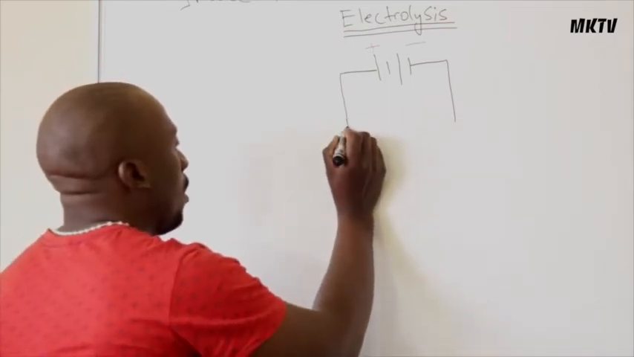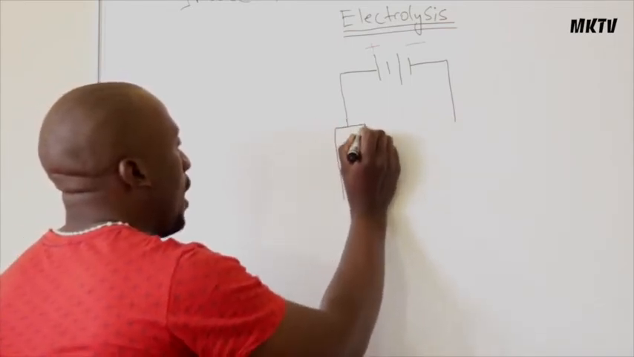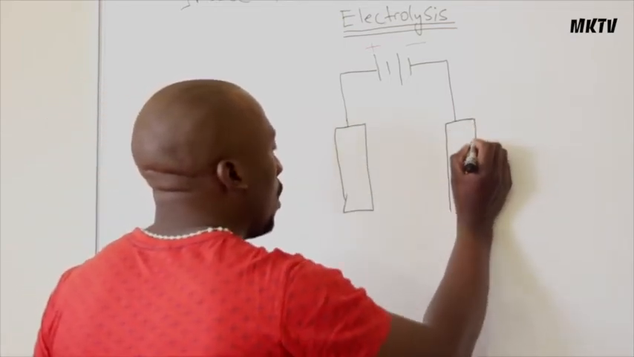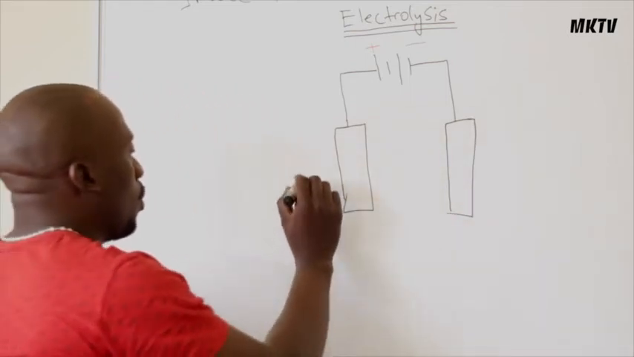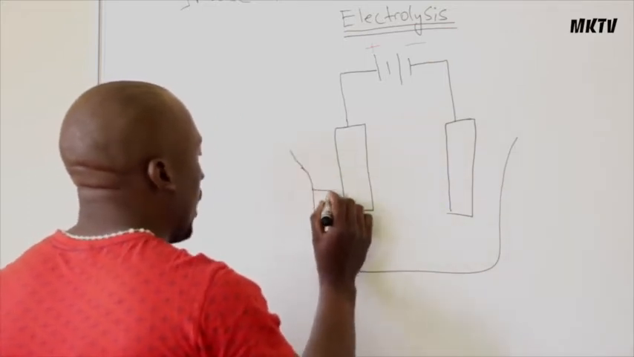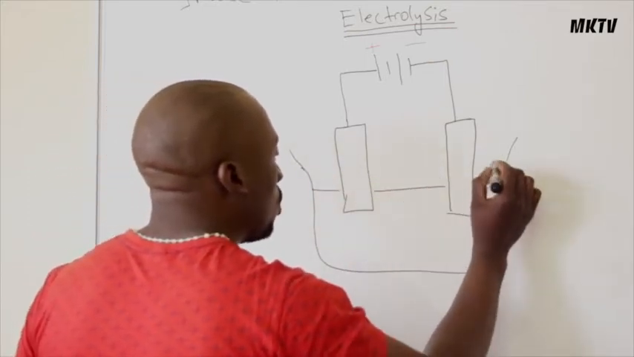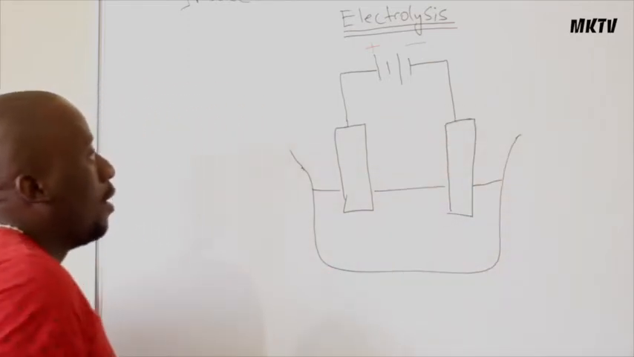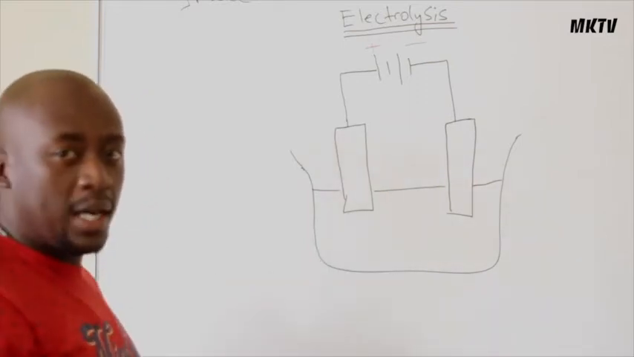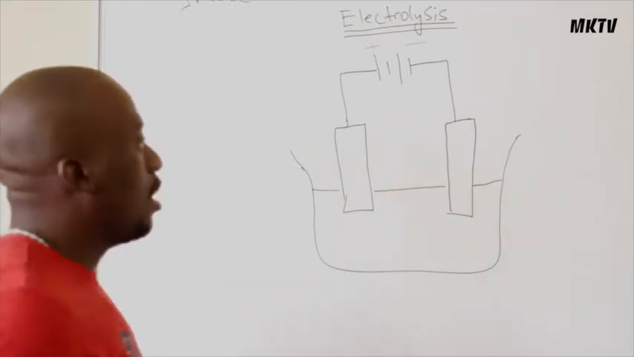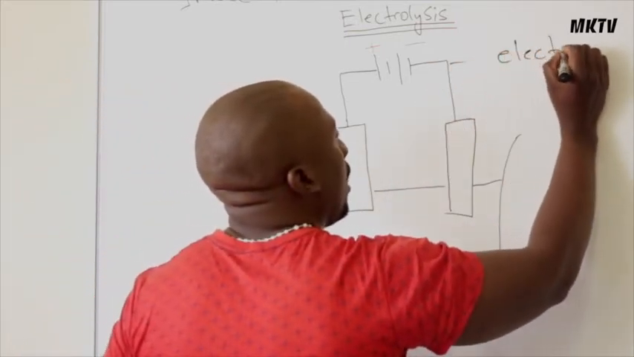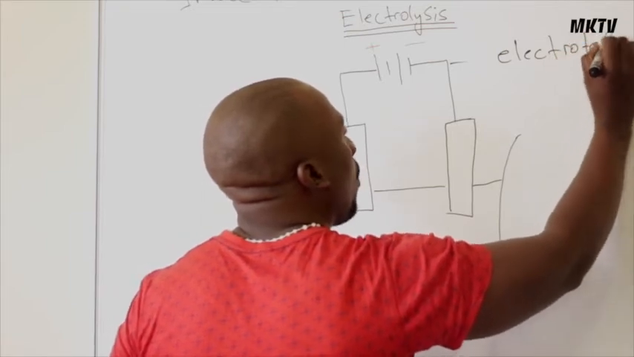So here we are going to have our electrodes. We have our two electrodes. After the electrodes, we have to have what we call an electrolyte. Our electrolyte is that substance that is going to contain our charges. So the electrolyte is the one that has the charges. These are the electrodes.